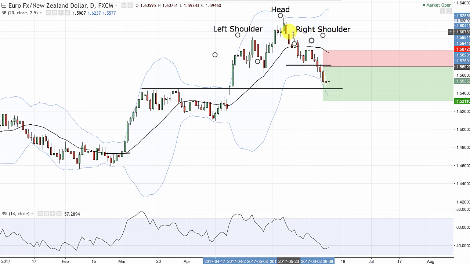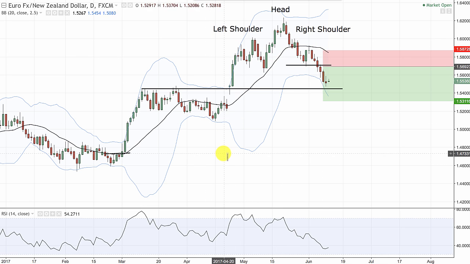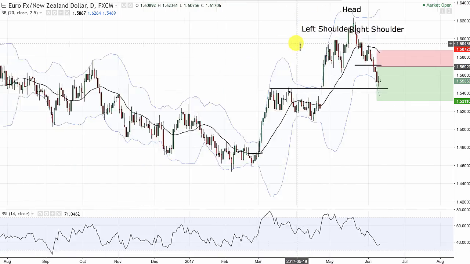We have a head and shoulders here. If you are one of our pro members, then you will know about the retest pattern. And if you don't know about that, I will put a link in the description below.